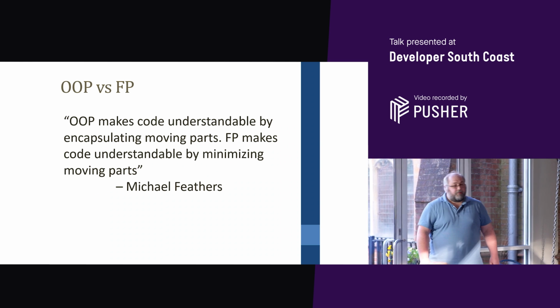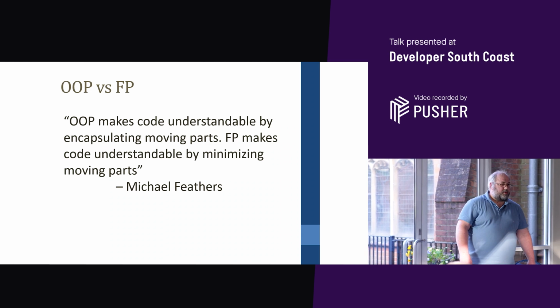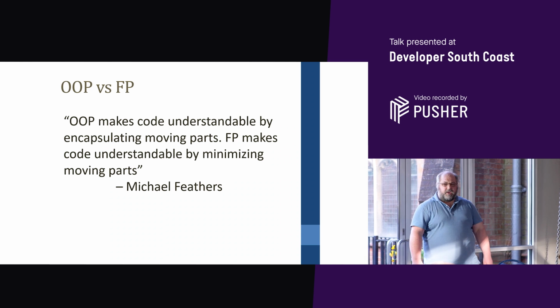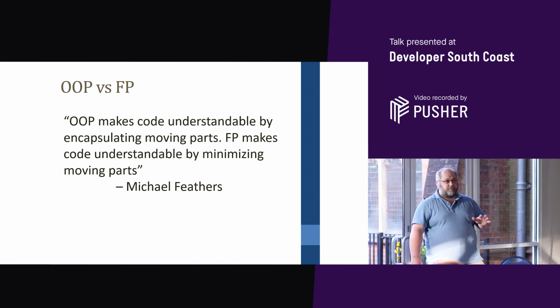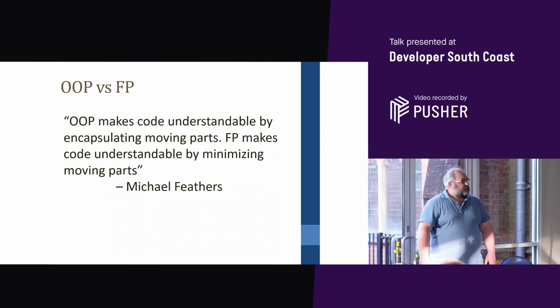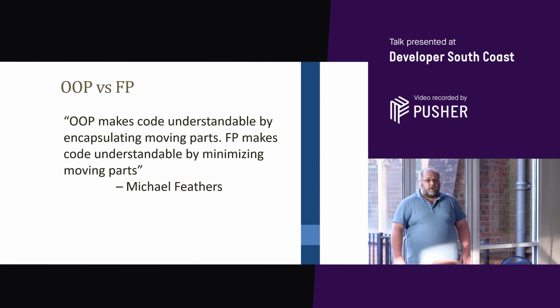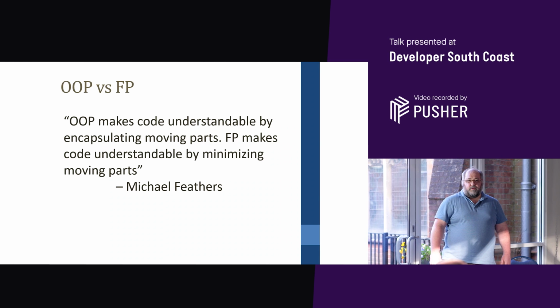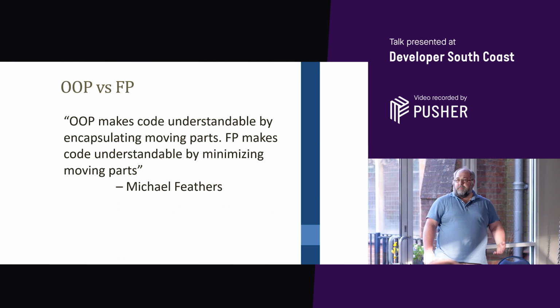So this is a quote by Michael Feathers, who's pretty famous. I think he was one of the Snowbird guys, the Agile guys that started in 2001. He says that OOP makes code understandable by encapsulating the moving parts, and functional programming makes it understandable by minimizing them, so you have less moving parts.